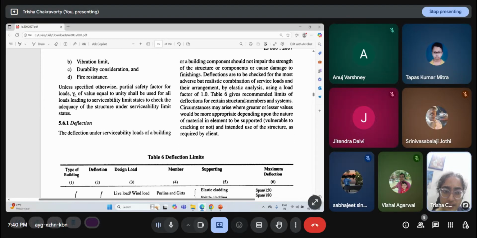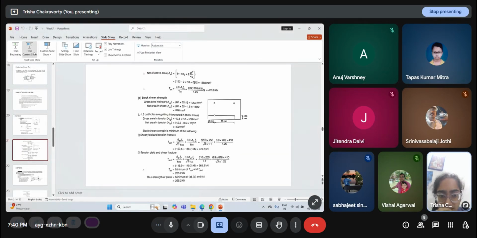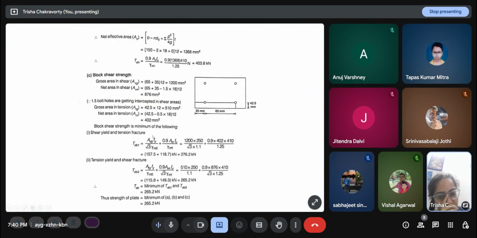I have to check where the factor of safety is given, but gamma m0 is applied in the yielding cases and gamma m1 is applied in the ultimate cases. Since the ultimate strength is a more critical phenomenon, we apply a higher factor of safety to make it safer. So 410 divided by 1.25 and 250 we divide by 1.1. So we get this value. And tension yield and shear fracture is the opposite combination.